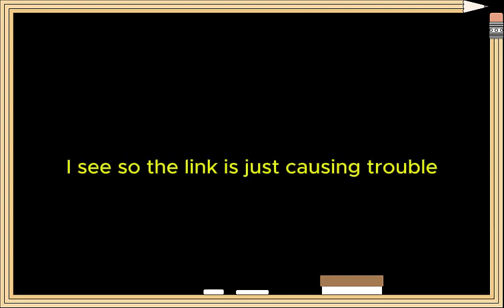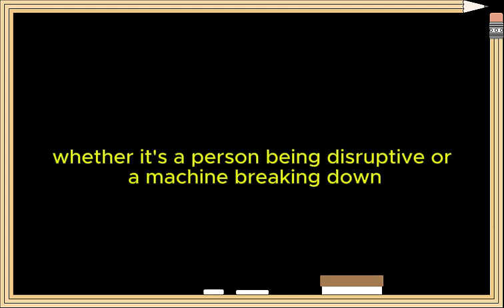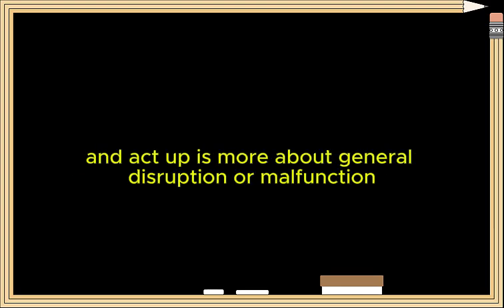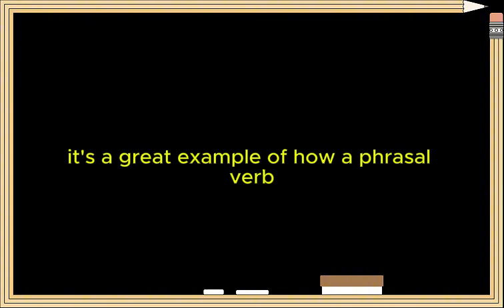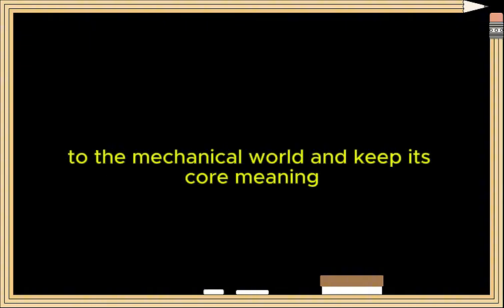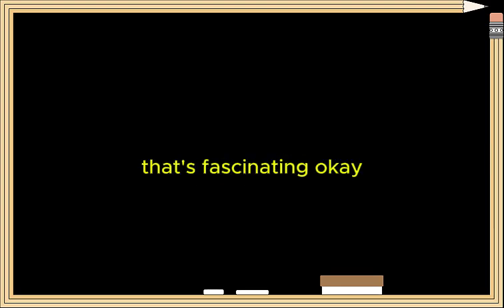Ah, I see. So the link is just causing trouble, whether it's a person being disruptive or a machine breaking down. Exactly. So act out is more psychological, and act up is more about general disruption or malfunction. It's a great example of how a phrasal verb can jump from the human world to the mechanical world and keep its core meaning. That's fascinating.